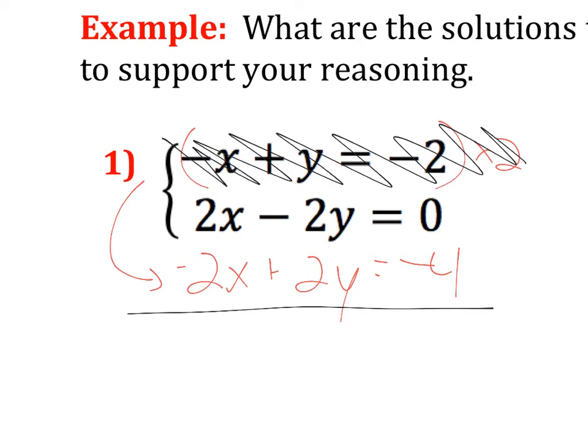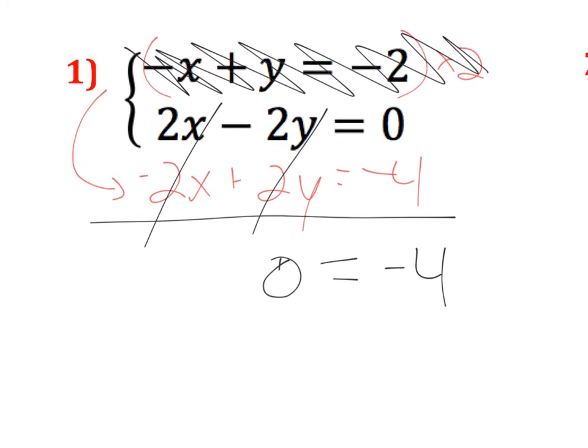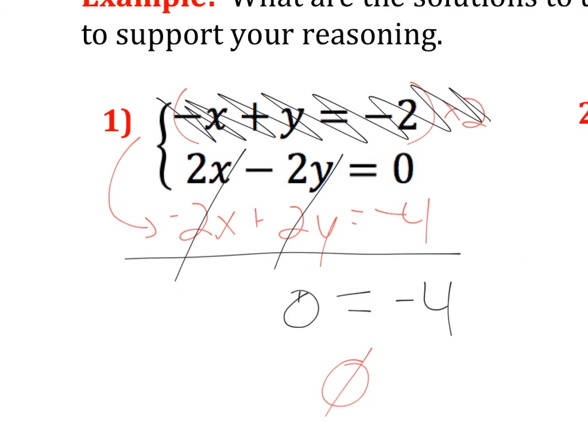If I were to do elimination here, the x's cancel, the y's cancel, so I get 0 equals negative 4. Well, my variables are gone, and 0 equals negative 4 is clearly not a true statement. So anytime you have 0 on one side, so everything canceled, and a number on the other, that is going to give you no solutions. So that tells me if I were to graph these two lines, they would be parallel to one another. They're never going to intersect.